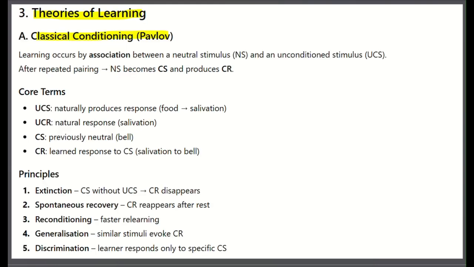There are 4 major theories of learning. The first is classical conditioning by Pavlov. In this, a neutral stimulus is paired with an unconditioned stimulus, and after repeated pairing, the neutral stimulus becomes a conditioned stimulus and produces a conditioned response. Important terms are unconditioned stimulus, unconditioned response, conditioned stimulus, and conditioned response. Key principles are extinction, spontaneous recovery, reconditioning, generalization, and discrimination.